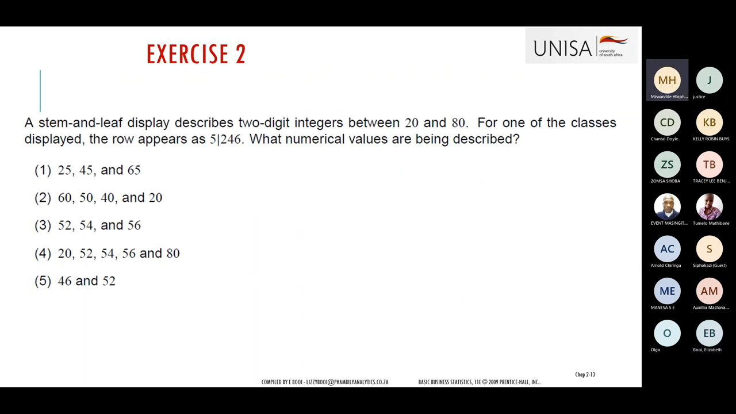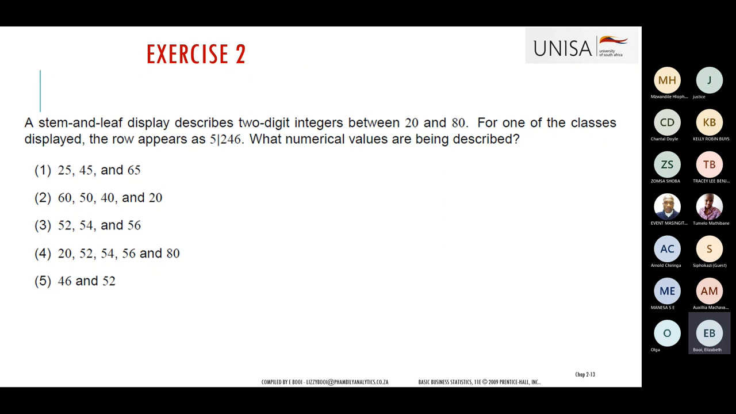Okay. Right. Thank you. These are some of the typical questions because you write multiple choice questions. With multiple choice questions, they will not ask you to draw up a stem and leaf plot, but they will give you a stem and leaf plot, or they will give you information that you need to state whether you understand the stem and leaf plot.